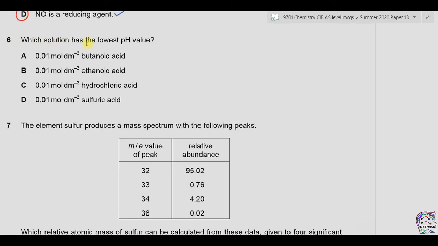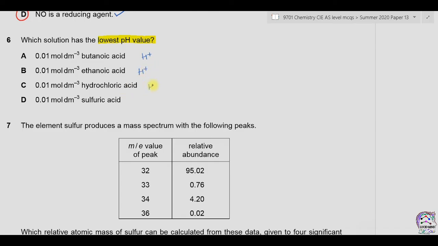Question 6. Which solution has the lowest pH value? Or we can say which is the strongest acid among these. Butanoic acid produces 1 mole of H plus ions. If we have 1 mole of butanoic acid, it produces 1 mole of H positive ions. Similarly, if we have 1 mole of ethanoic acid, it will also produce 1 mole of ethanoate ions.